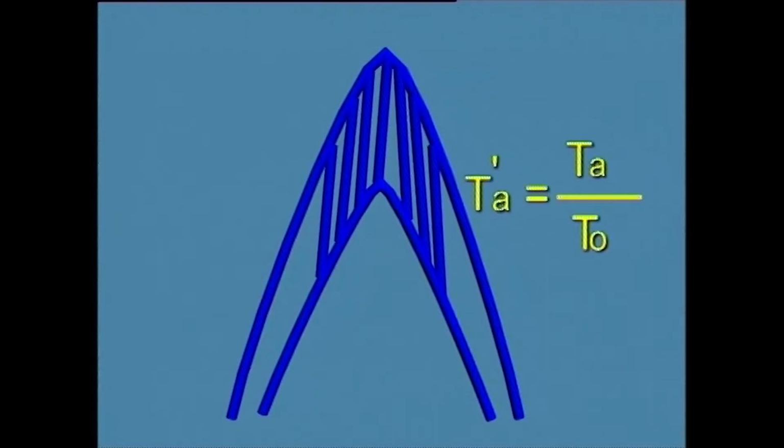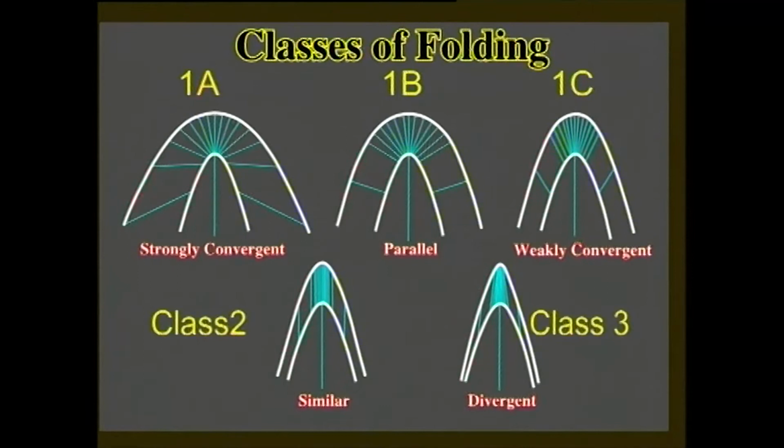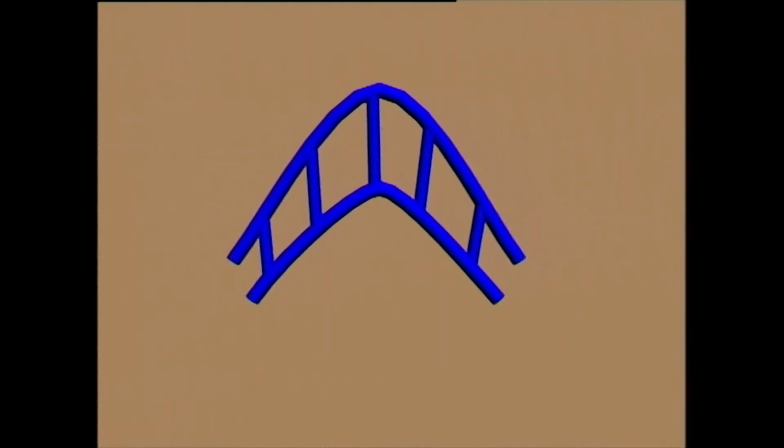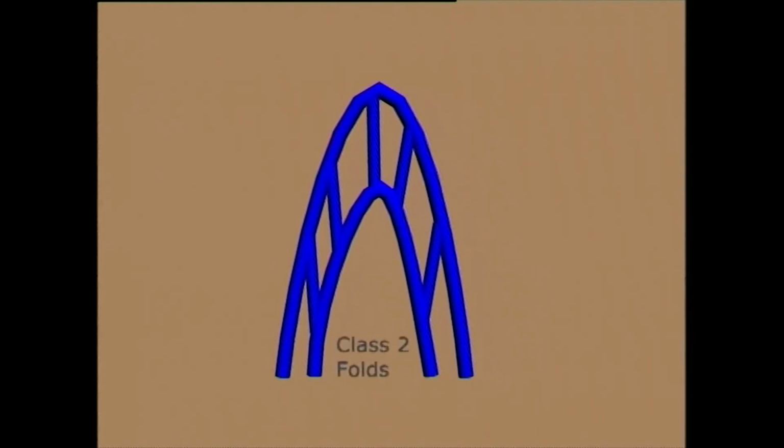This parameter changes from one class to the other and remains constant in case of class 2 folds. Thus, if the axial thickness remains constant, the deep isogons are mutually parallel. That means that the curvature of the outer and inner arcs are identical, or in other words, these folds, the class 2 folds, are synonymous with the similar folds described earlier.